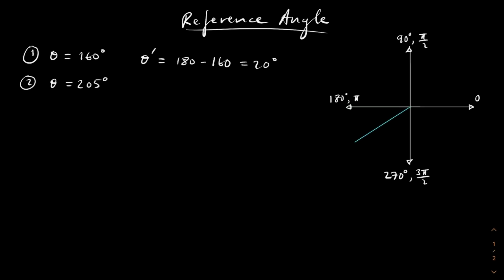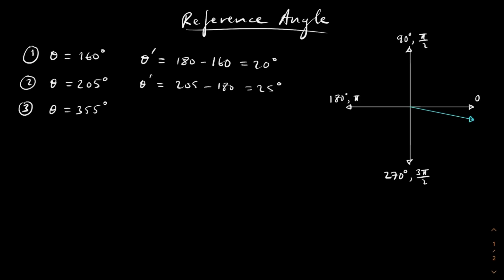Now this particular angle obviously is going to fall between 180 and 270, so this is in the third quadrant. As you can see here, the acute angle theta prime formed by the x-axis and the terminal side is right here. Its positive value should be computed by subtracting 180 from 205. So theta prime equals 205 minus 180, and that should be equal to 25.